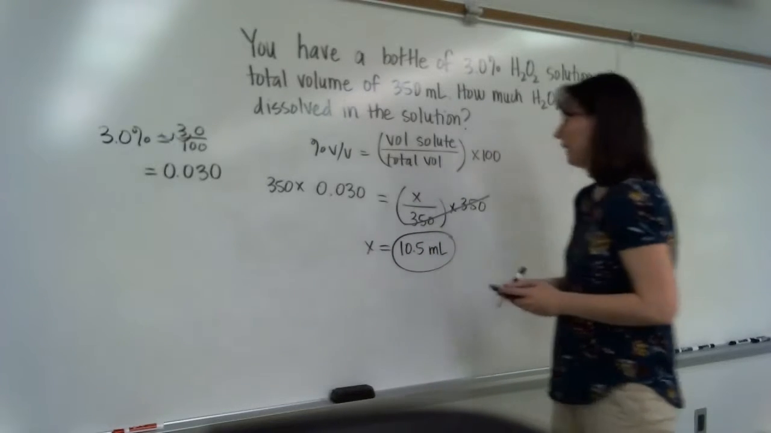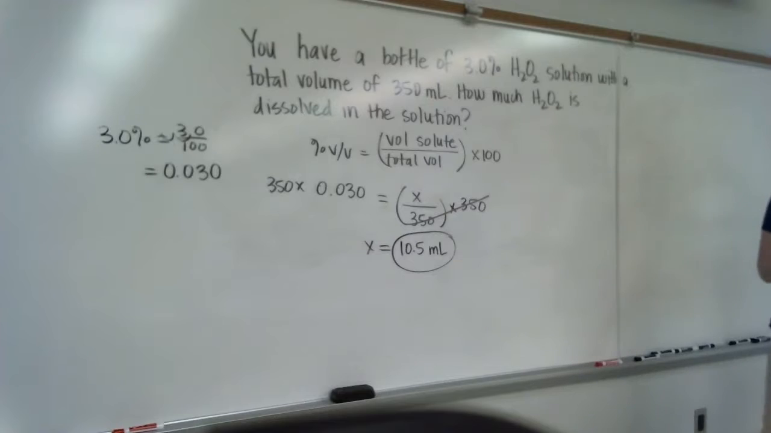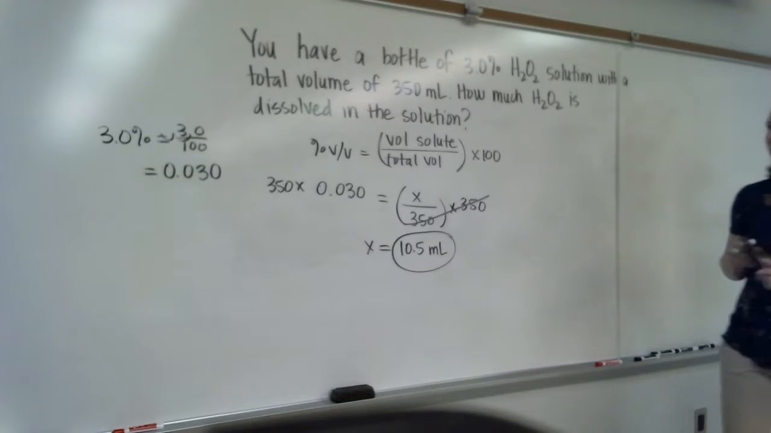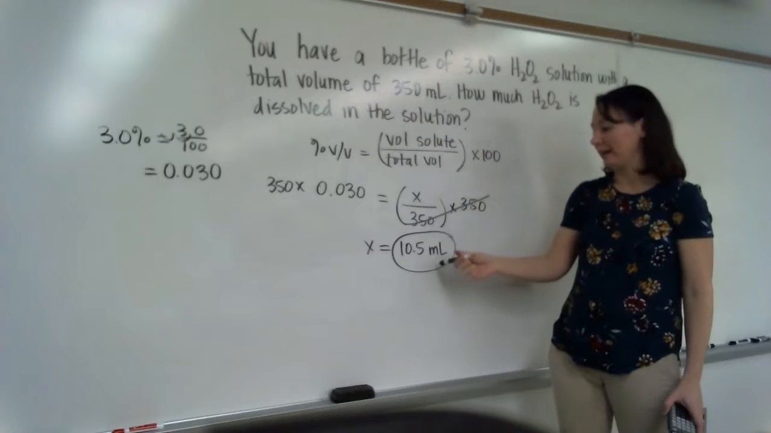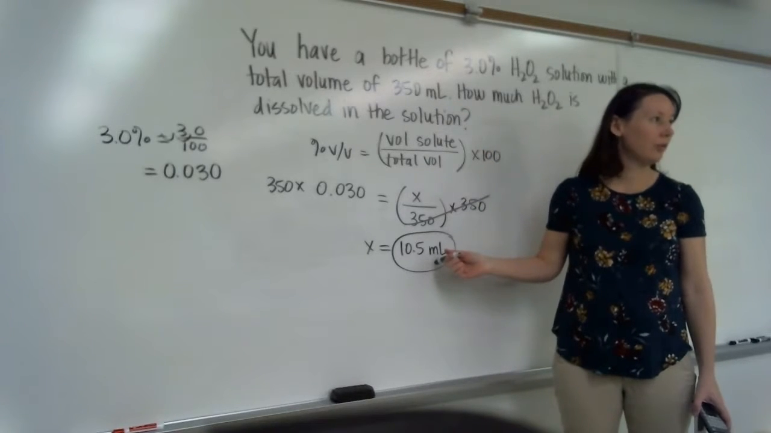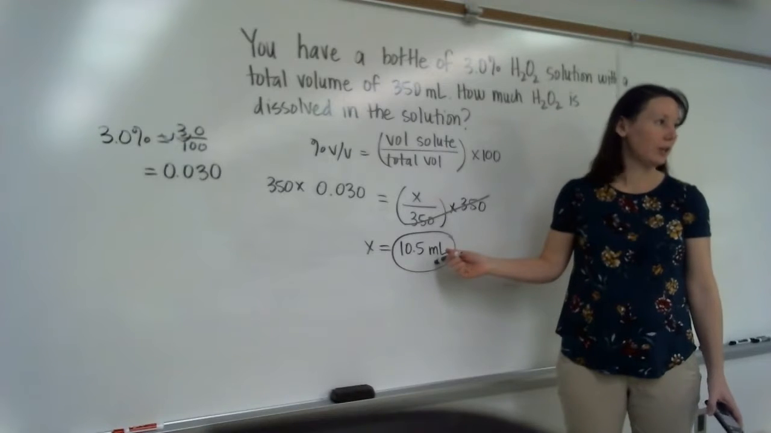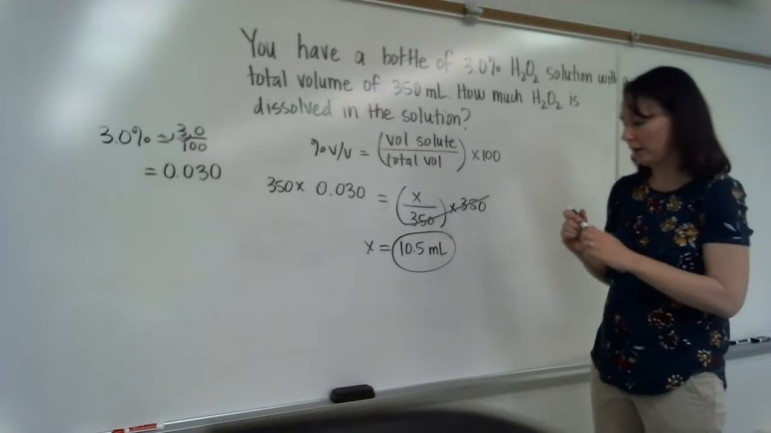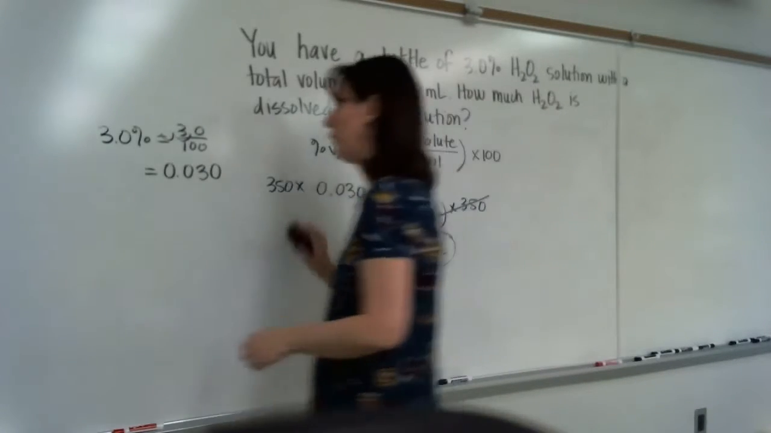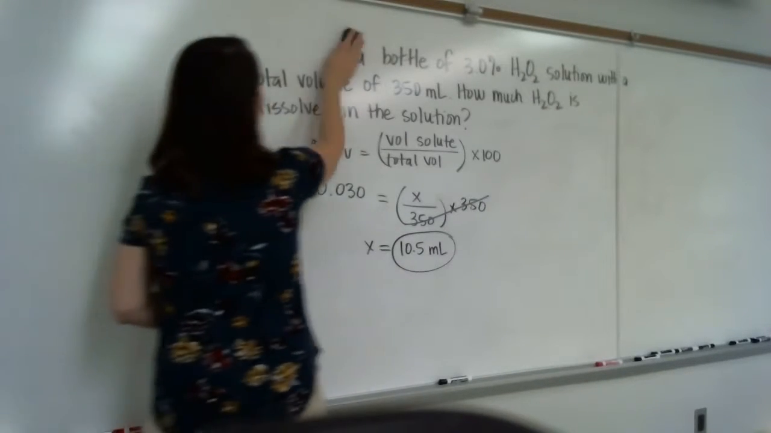Is that a reasonable answer? You can always check your work, right? 10.5 divided by 350 gives me my 3% back. So if you buy a 350 milliliter bottle, you're actually only buying 10.5 milliliters of your actual solute, whatever that is. All right, let me give you another one to try before we move on to practicing the other ones.